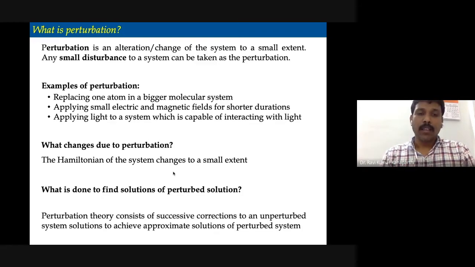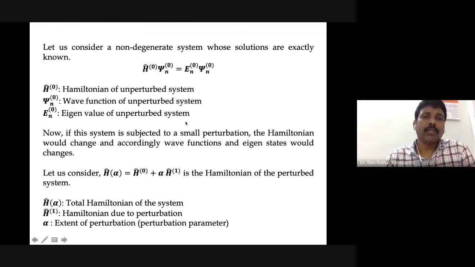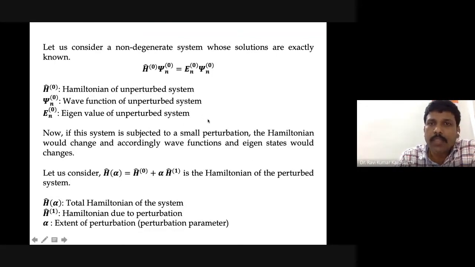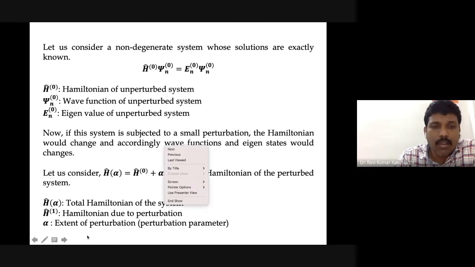Well, this particular theory I already pointed out that. So we try to make a successive correction to the unperturbed system whose solutions are exactly known, and to achieve the perturbed system solutions. That is the simple one single line procedure that we adopt in this particular perturbation theory. Okay, so let us consider a non-degenerate system, and whose solutions are exactly known to us.